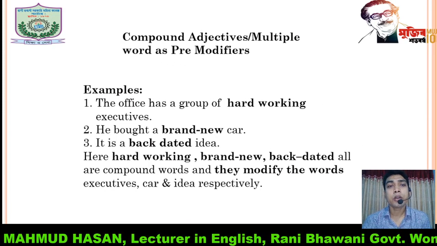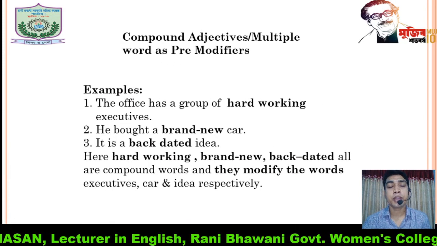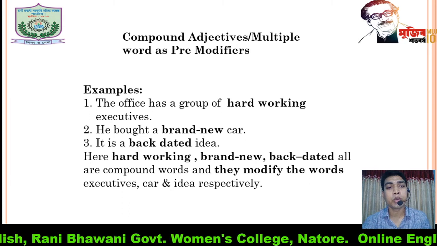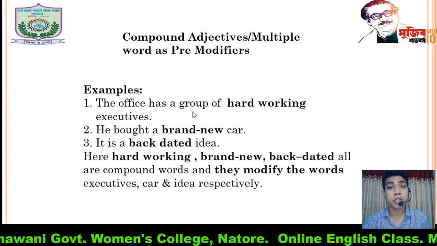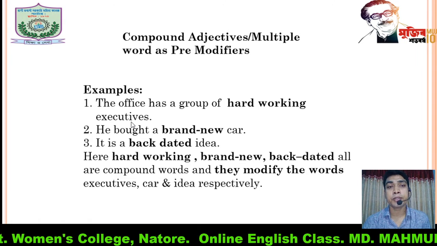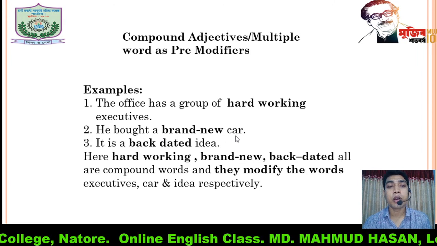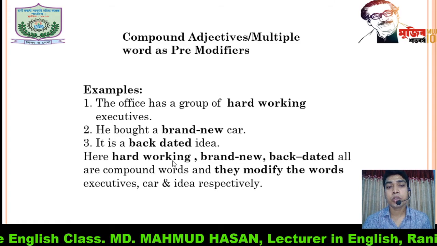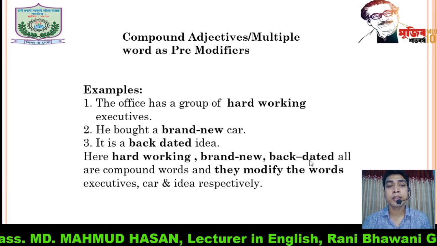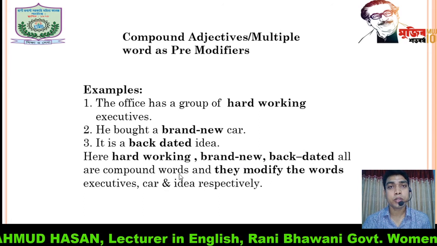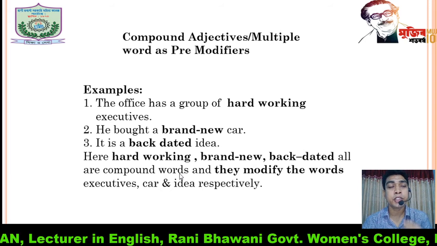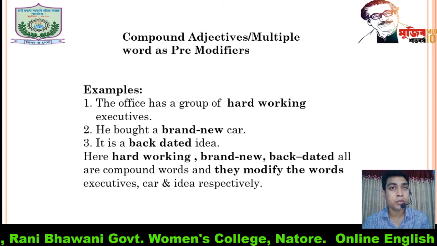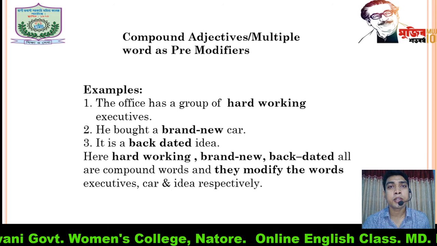Compound adjectives are multiple words as pre-modifiers. Compound adjectives are multiple words. Examples will make it clear. The office has a group of hardworking executives. He bought a brand new car. It is a backdated idea. Here, hardworking, brand new, backdated, all are compound words. Compound words are formed with a minimum of 2 words and can be more than that.